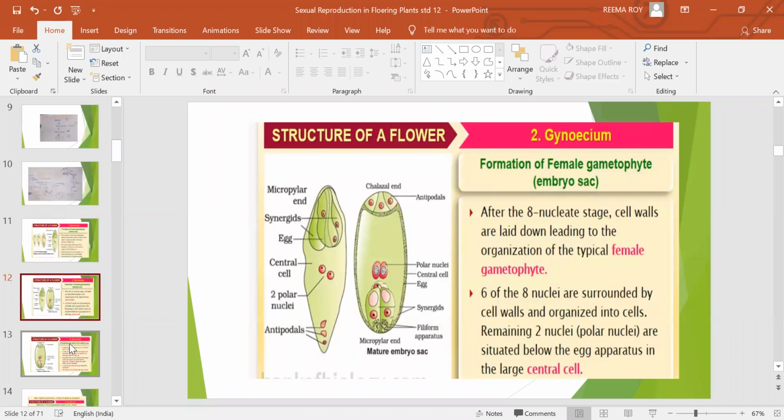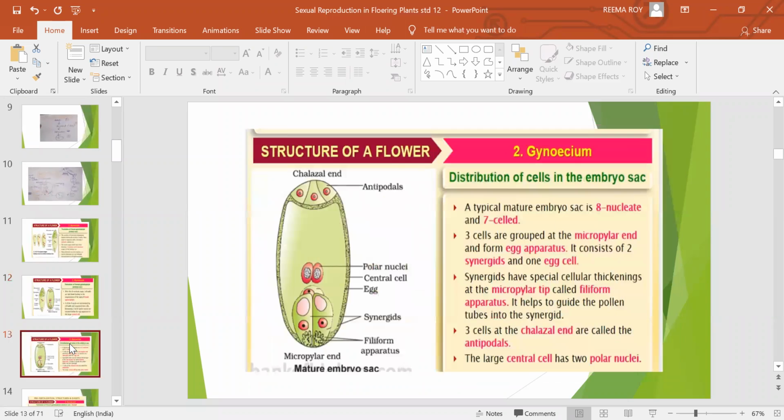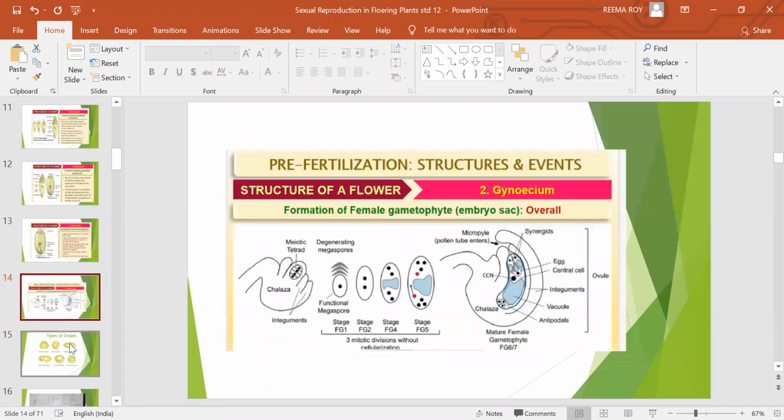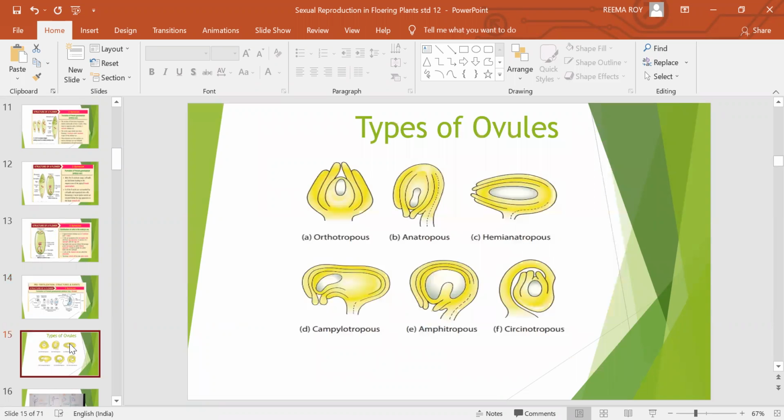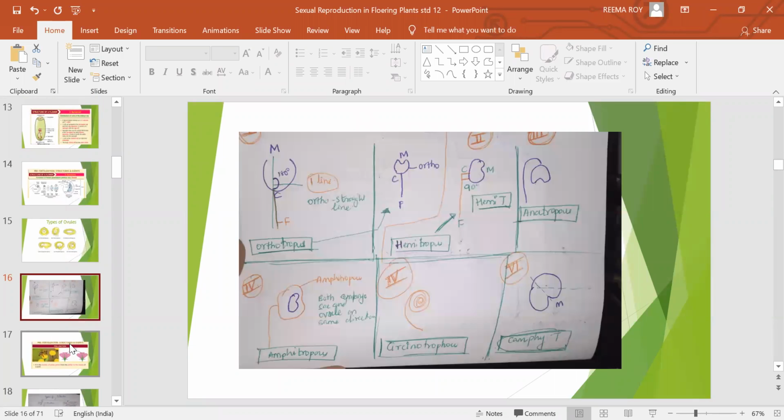This is the formation of embryo sac or gametophyte. जो मैंने बोला वो रिटर्न में यहाँ लिखा हुआ है. And next is types of ovules we discussed. We discussed about types of ovules. क्या क्या थे?